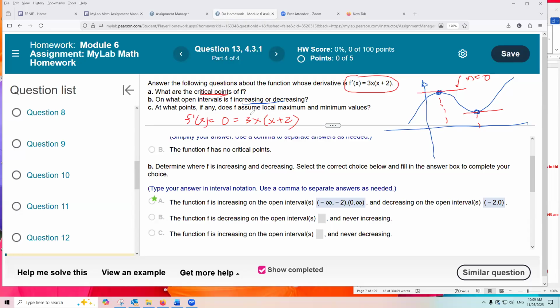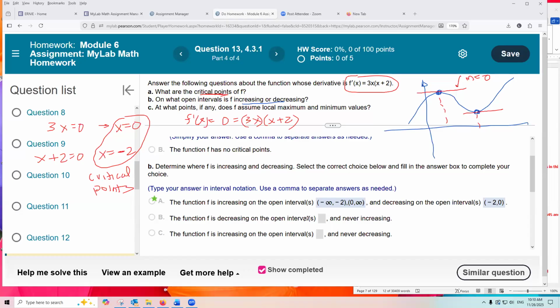Well, I'm going to set each one of these parentheses separately equal to 0. So 3x equals 0. That tells me x equals 0. And x plus 2 equals 0. That tells me x equals negative 2. We call these critical points. These are x values where the derivative is 0. All right, we know that part.